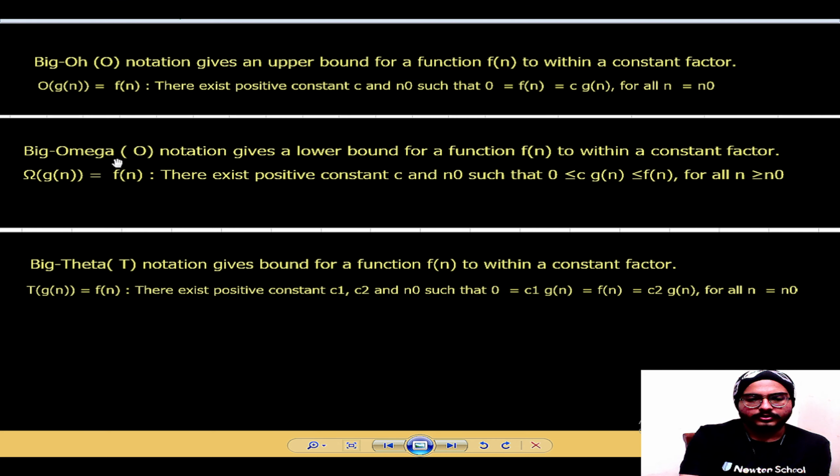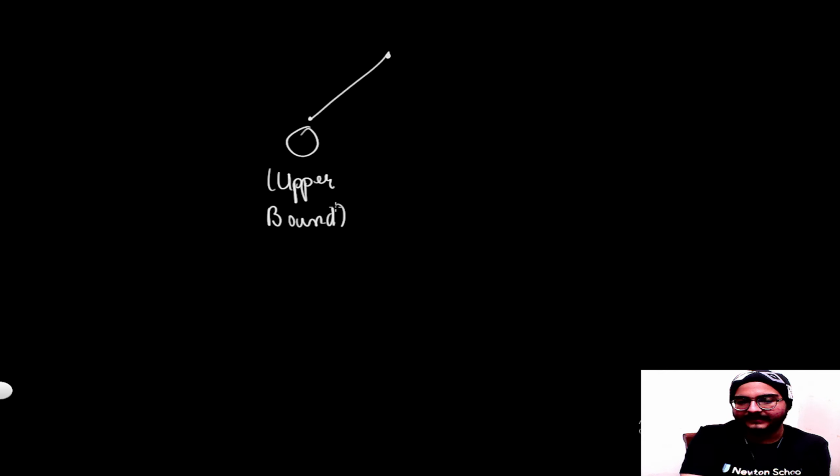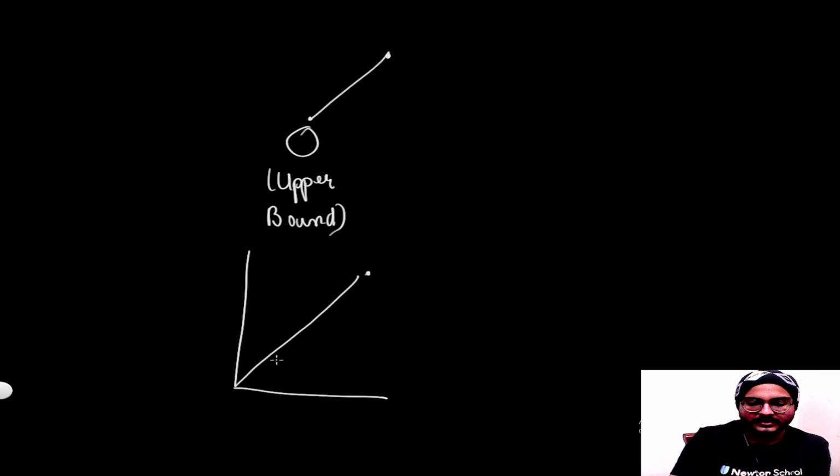Let's read the definition. The big omega function notation gives the lower bound of a function within a constant factor. Let's now summarize what we have read. We have three functions basically. Big O, which gives the upper bound of our function. It means that if I say that my function is big O of n, either it will be this or this.